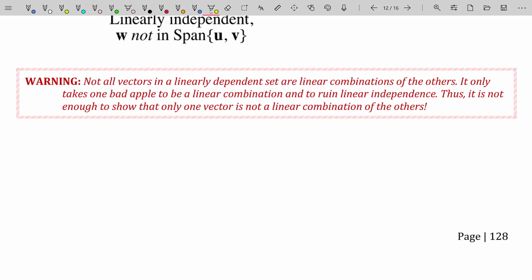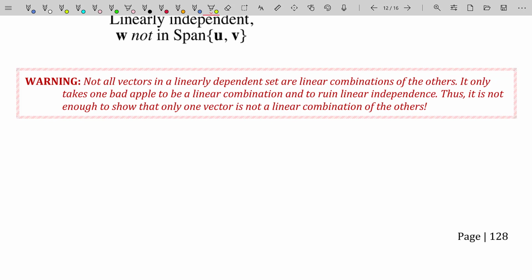Another thing that I would like to mention, however, is a little bit of a warning that confuses some students. Not a lot of students get befuddled by this, but every once in a while I do have some students that just think the following is true. So not all vectors in a linearly dependent set are actually combinations of the others. It only takes one bad apple, basically.